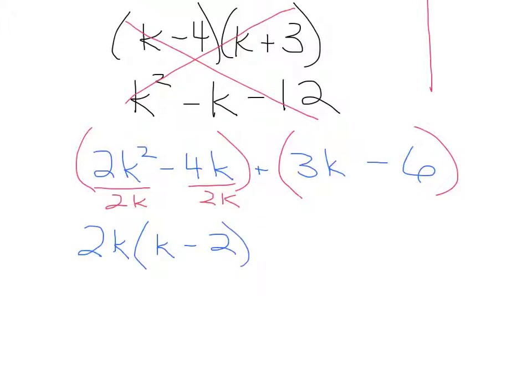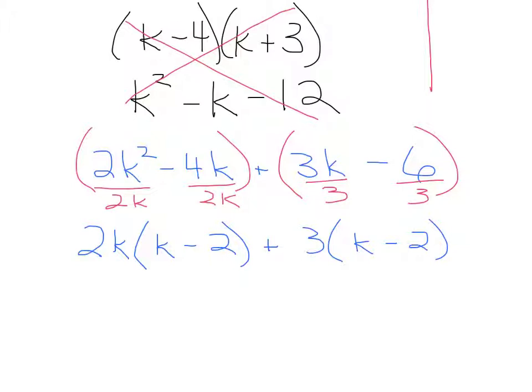In the second term, we see that they have the common factor of 3. So we write down our plus in the middle and then 3 parentheses, and what's left after we divide everything by 3 is k minus 2.